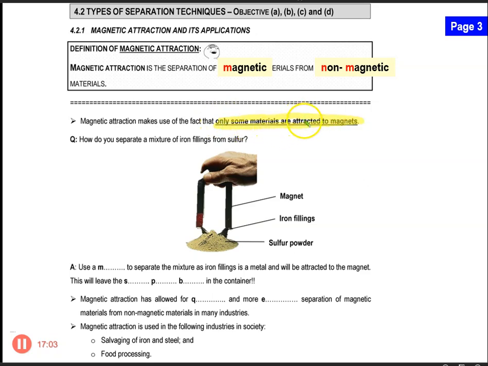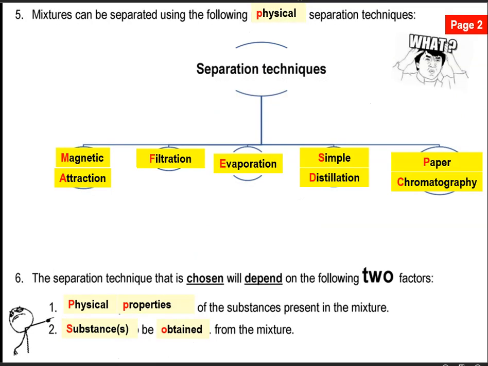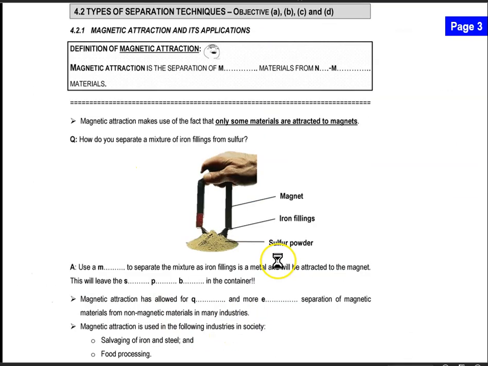Now you can remember on page 3, Miss Lee actually told you that the two factors that really affect what kind of technique you choose will be dependent on your physical properties or the kind of substance that you want to get. Now if you go on to this page, you would notice that you will only use magnetic attraction when there are materials that are attracted to magnets, right? So can you please write this down in your note?